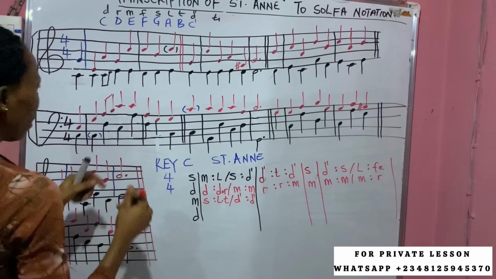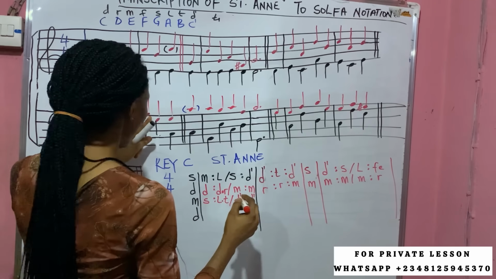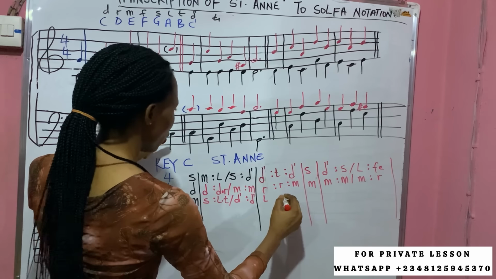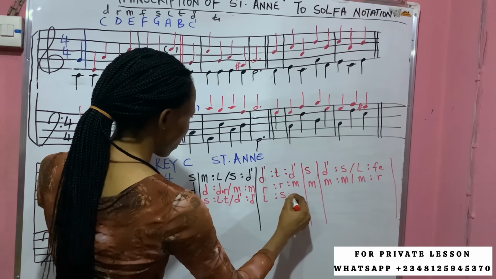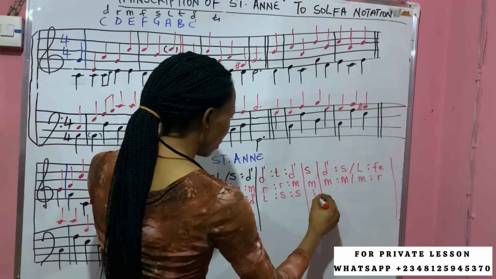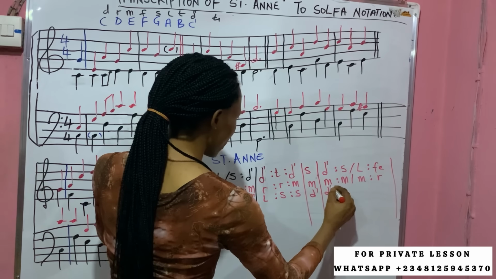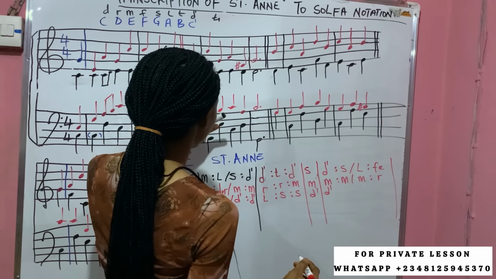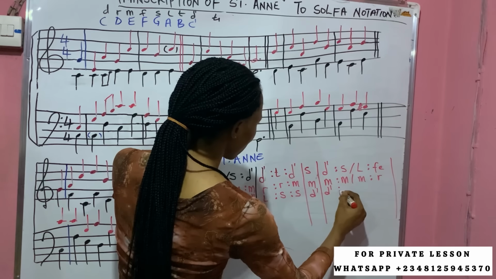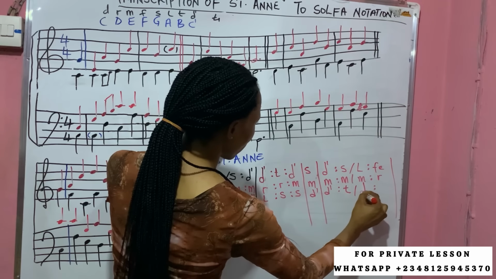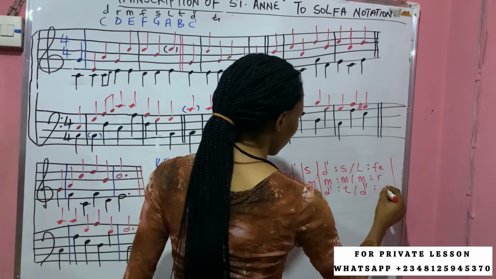Okay, then we have here A is La, right? Then we have G, G, So, So. Then we have octave Do again. Then we have B is Ti and C is Do again. Is Ti. This is what we have. Do again. Then we have La.